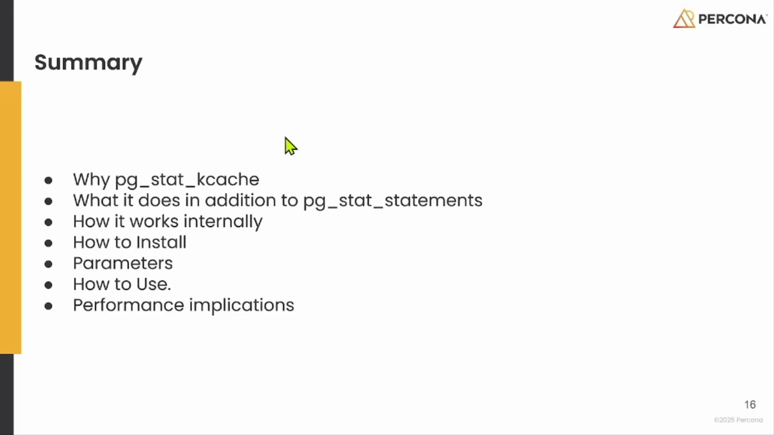In summary, we discussed the purpose of pg_stat_kcache and what value it adds in addition to pg_stat_statements, and how it works internally, including the system call it invokes, and how to install. We can install it from the PGDG repository or from source code, and the three major parameters which influence the behavior, and the user facing views it presents, the two views, one with summary information and one with per statement information, and the performance implications.